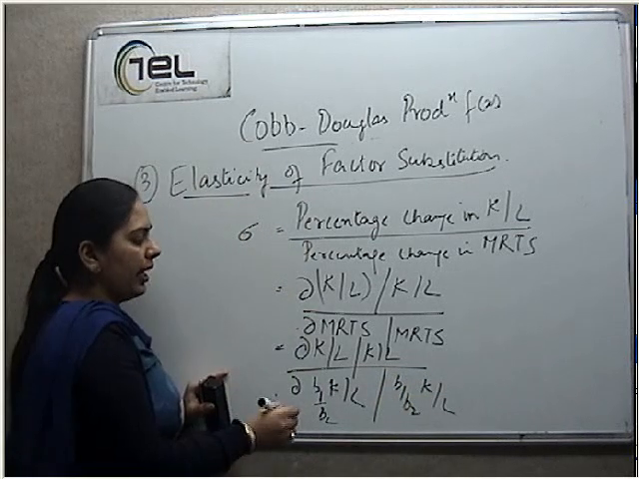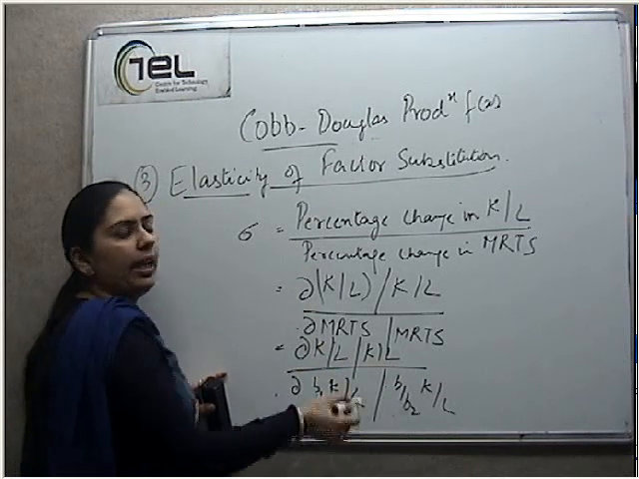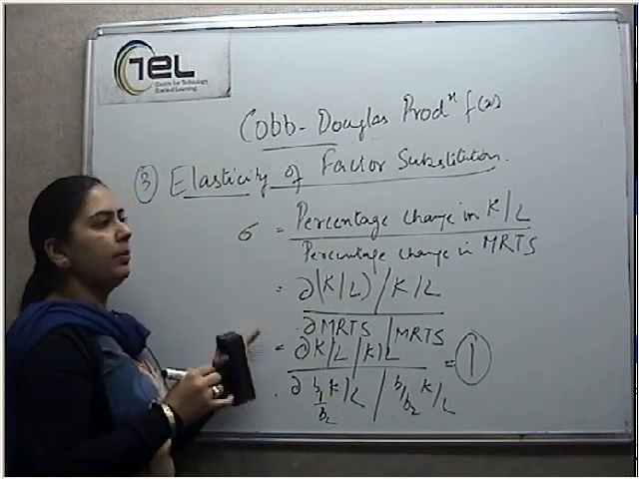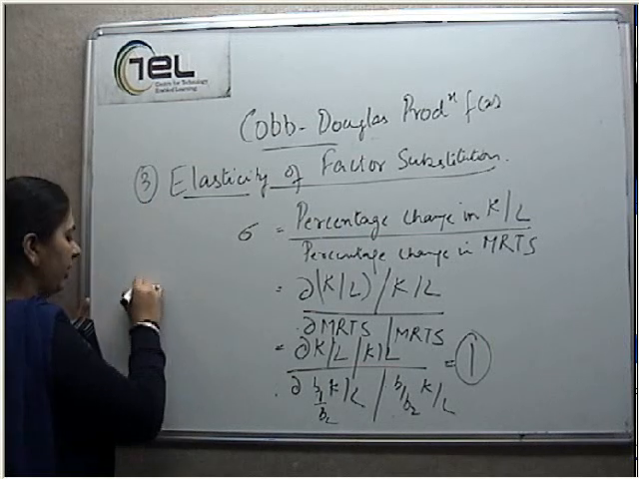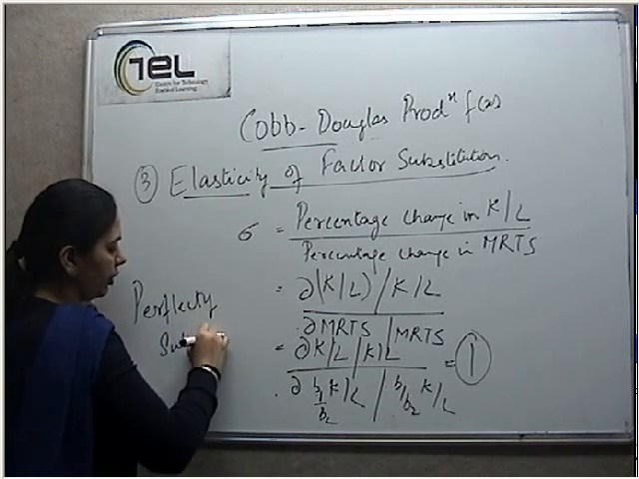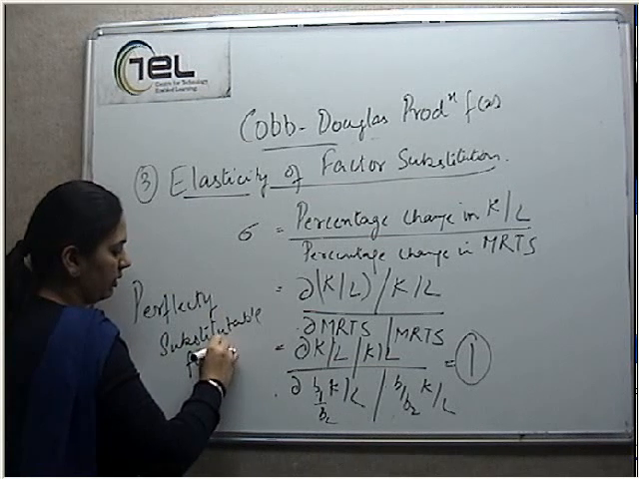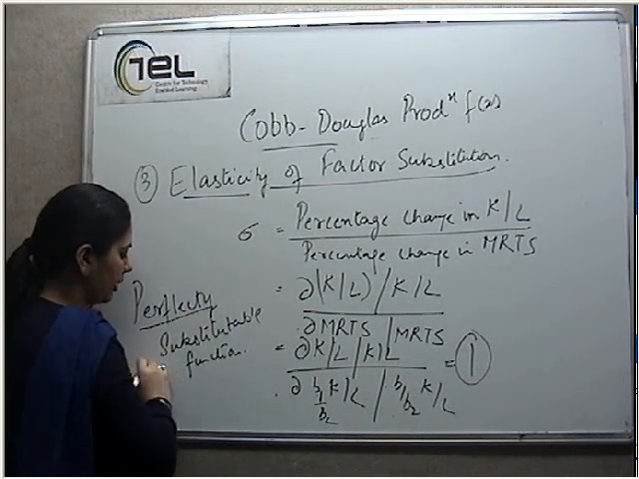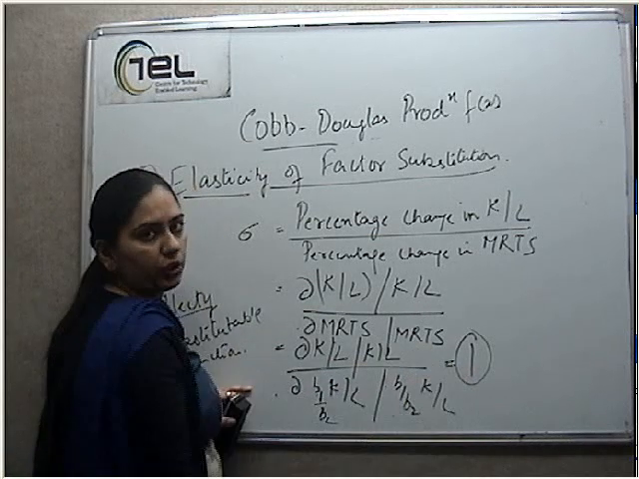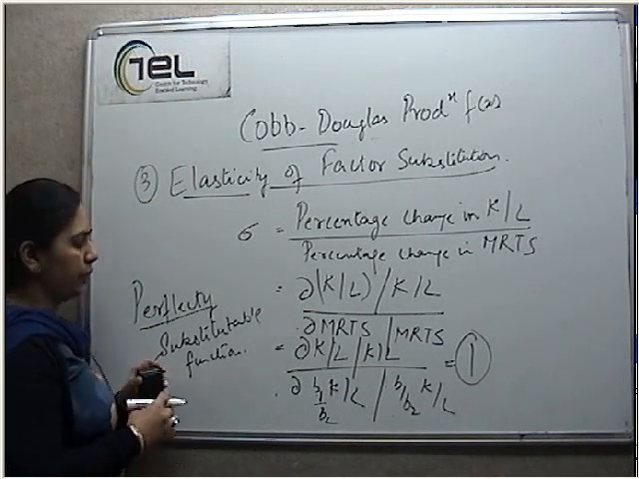Now here what you realize is that B1 by B2 gets cancelled, and K by L also gets cancelled. So what are we left with? 1. Now 1 means that this function is a perfectly substitutable function. That means the Cobb-Douglas production function is perfectly substitutable when I get this value as 1. This was my third property, that is, the elasticity of factor substitution.